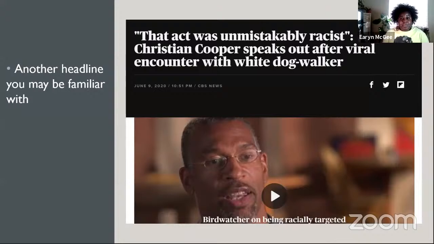So another headline that you might be familiar with is Christian Cooper and Amy Cooper out in Central Park last year. If you aren't familiar, this incident happened where Christian Cooper, a Black man and a prominent birder, asked a woman, Amy Cooper, to put her dog on a leash because they were in a protected area. And instead of doing the right thing, Amy Cooper decided to call the police on Christian and insist that he was somehow threatening to her.